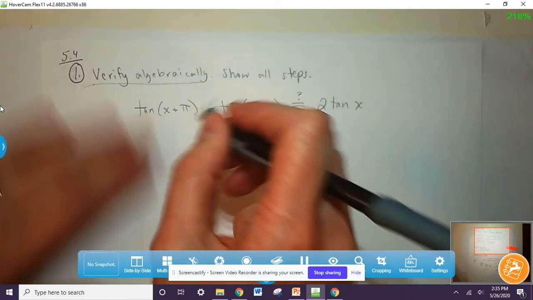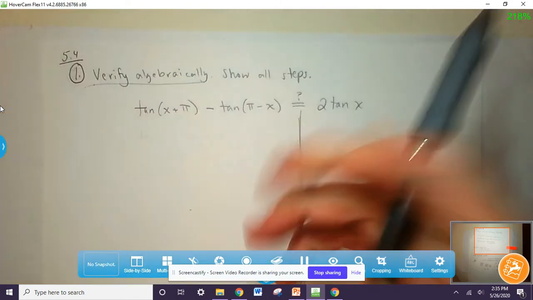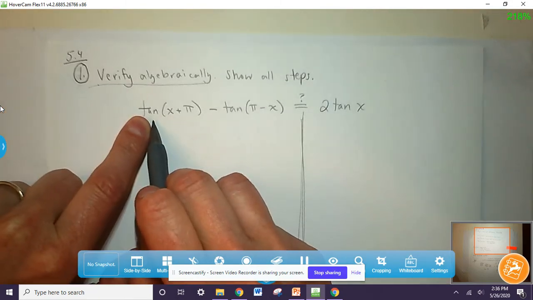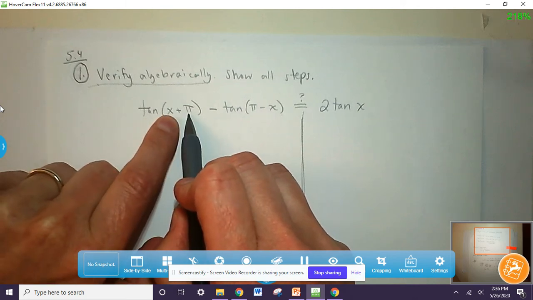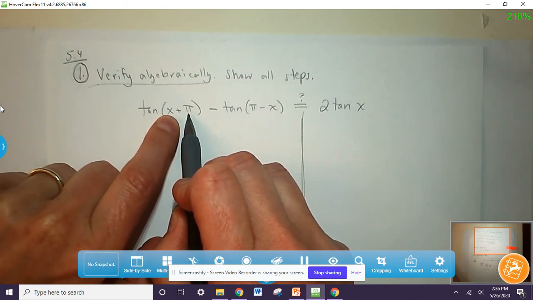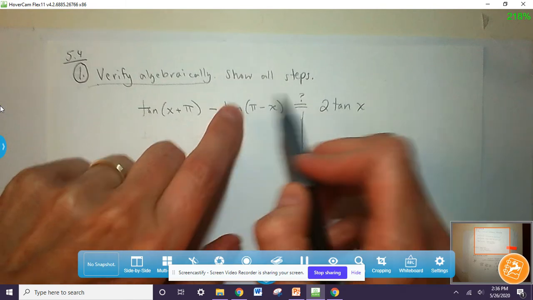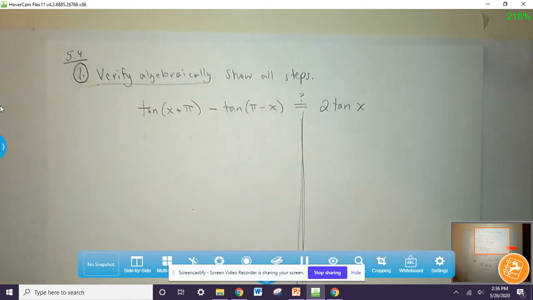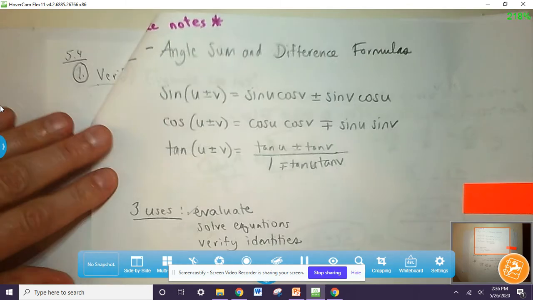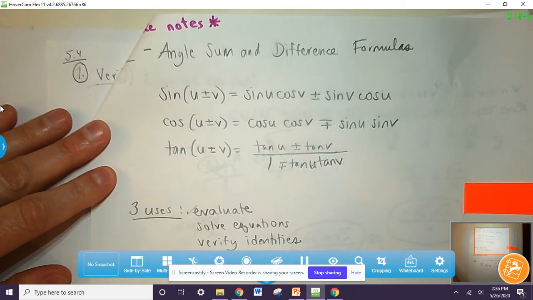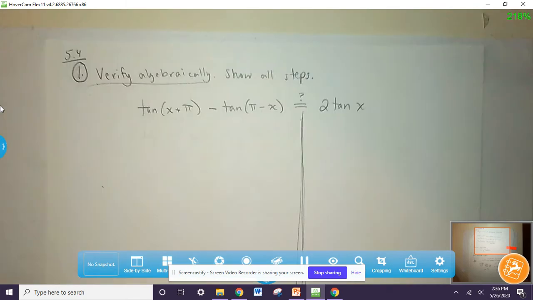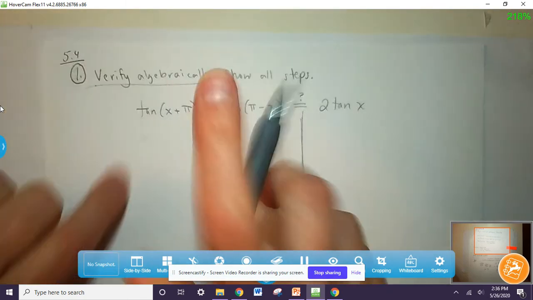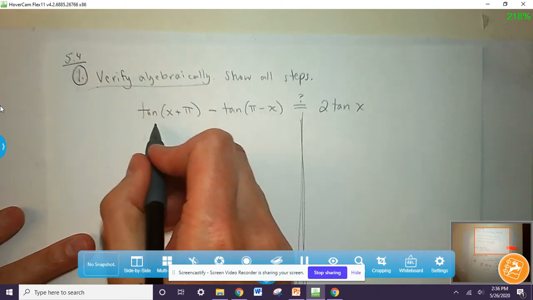You want to train yourself. Whenever you see a trig function, whether it's sine, cosine, tangent, any trig function, if you see a sum inside, you want to think of these sum and difference formulas. When you see a trig function and a difference inside, you want to think of the formulas for the sum and difference. So anytime you see a sum or a difference inside of a trig function, you want to apply those formulas. So let's apply the tangent formula here.